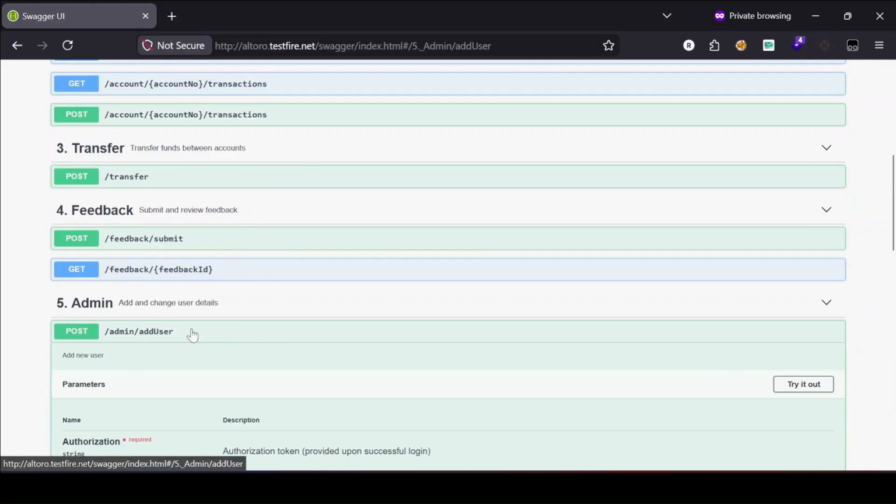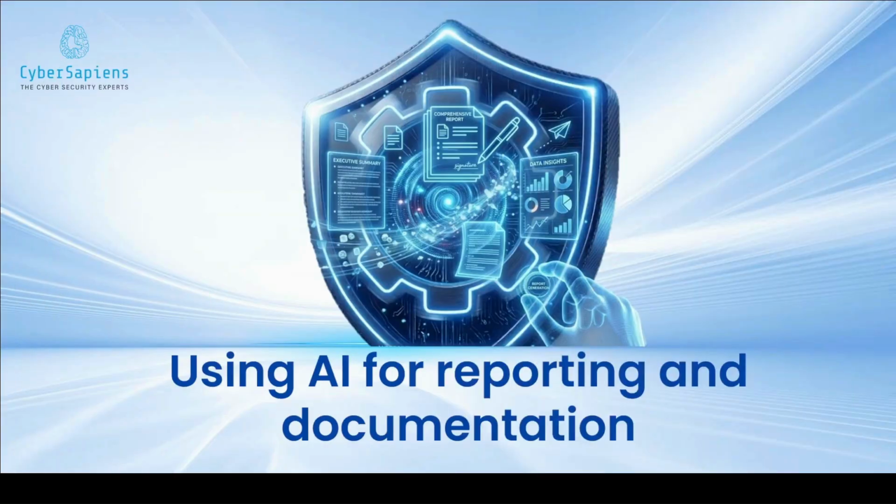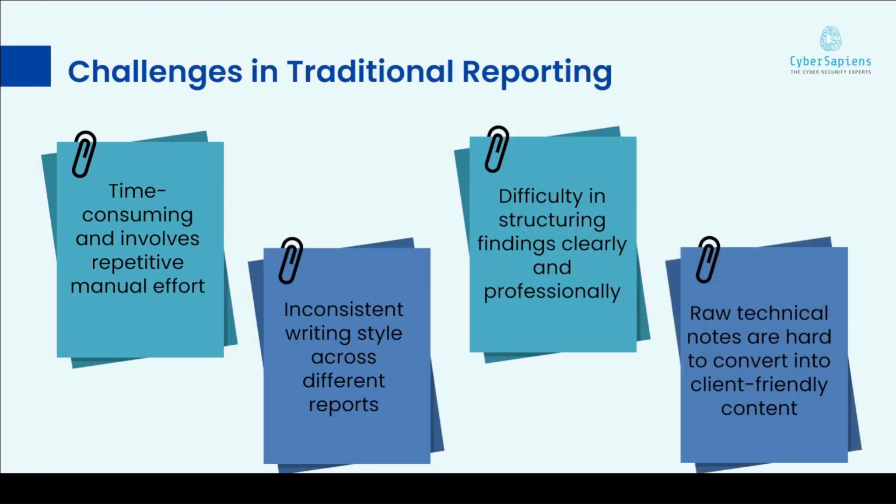So you can just specify that particular API which is in scope and tell the AI to do detailed report writing and documentation. This is one of the challenges, and one more challenge is converting technical notes or technical jargon into a very understandable, non-technical form. The client might not be able to understand these complex terms, as we discussed earlier.